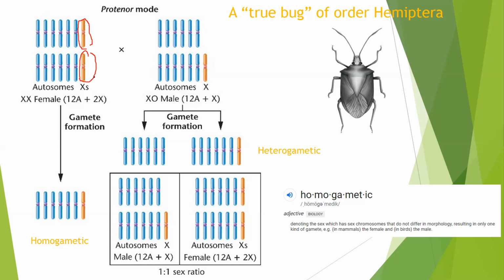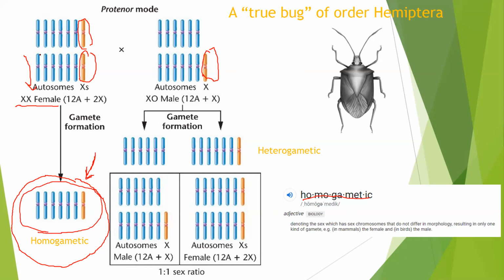They use the number of X chromosomes to determine male or female. For example, in a female bug there are two X chromosomes, but in a male bug there's only one X chromosome. So what's the difference here? If you look at the female bug, when it is producing gametes, the female bug will produce gametes of the same morphology. We call this homogametic. Homogametic means the individual will only produce one type of gamete, in terms of the morphology.